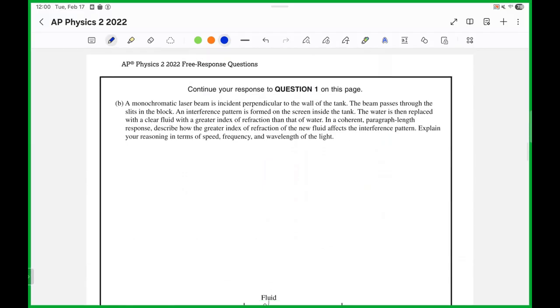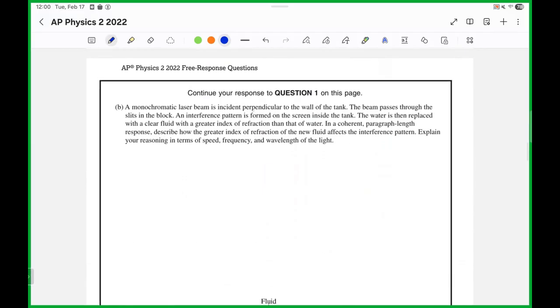So we're now told that a monochromatic laser beam is incident perpendicular to the wall of the tank. The beam passes through the slit in the block. An interference pattern, we predicted that correctly, we're dealing with double slit interference, is formed on the screen inside the tank. The water is then replaced with a clear fluid with a greater index of refraction than that of water. In a coherent paragraph length response, describe how the greater index of refraction of the new fluid affects the interference pattern. Explain your reasoning in terms of speed, frequency, and wavelength of the light.